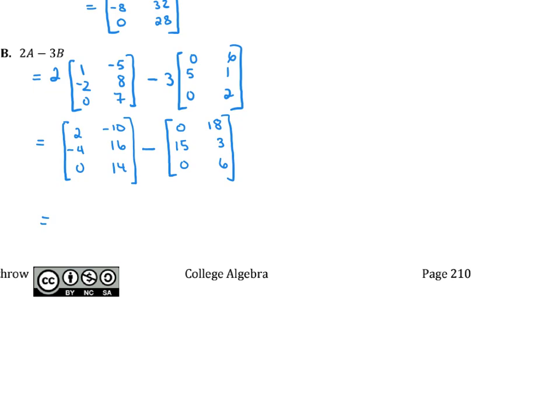Now this is subtraction of two matrices, so we just subtract corresponding entries. So 2 minus 0 is 2. Negative 10 minus 18 is negative 28. Negative 4 minus 15, negative 19. 16 minus 3, 0 minus 0, 14 minus 6. And there's our answer.